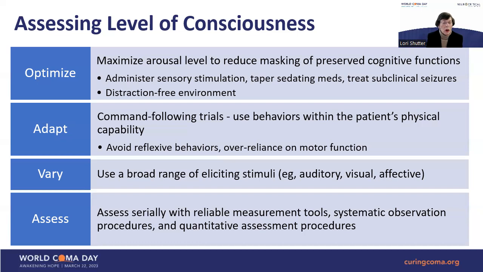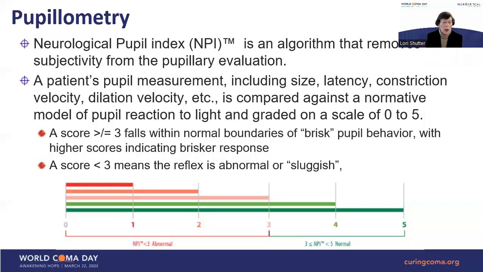Also, your stimuli need to be variable: auditory stimuli, visual stimuli, using different things to try to get a response. And then assessing the patients serially. Use the same reliable tools, do it on a consistent basis, and try to obtain quantitative assessments for all of these actions. I'm going to briefly talk about pupillometry.